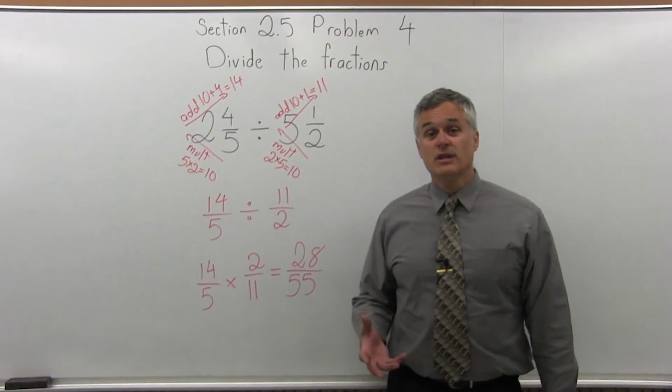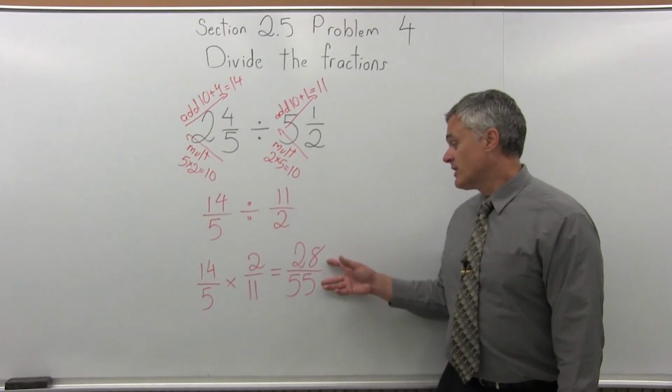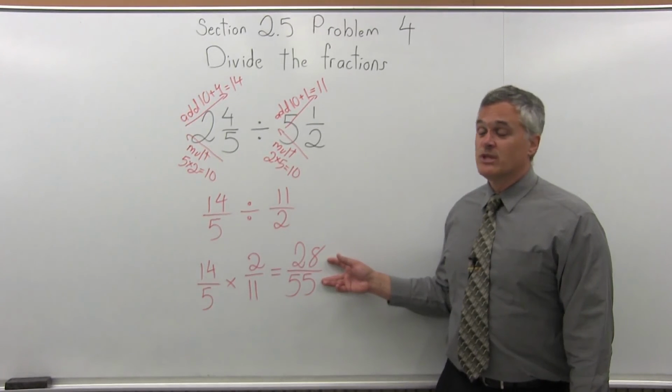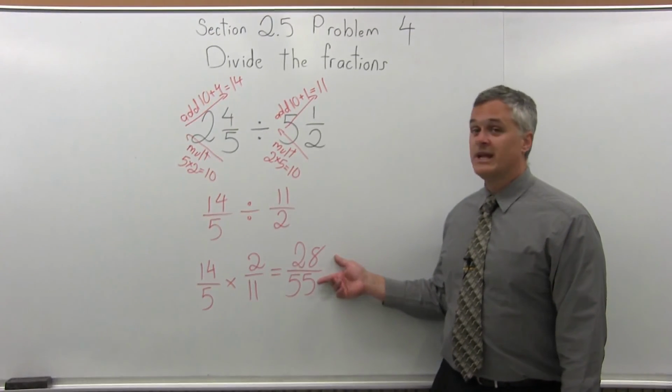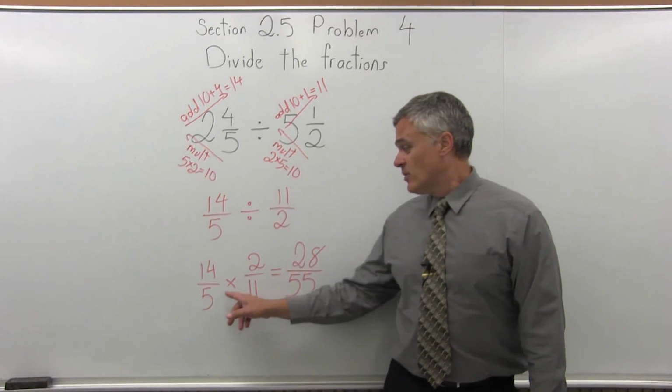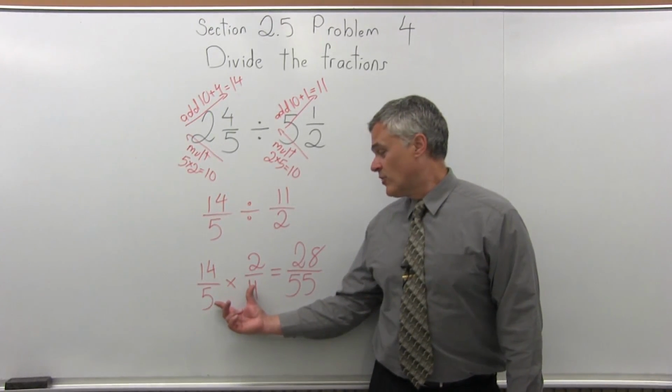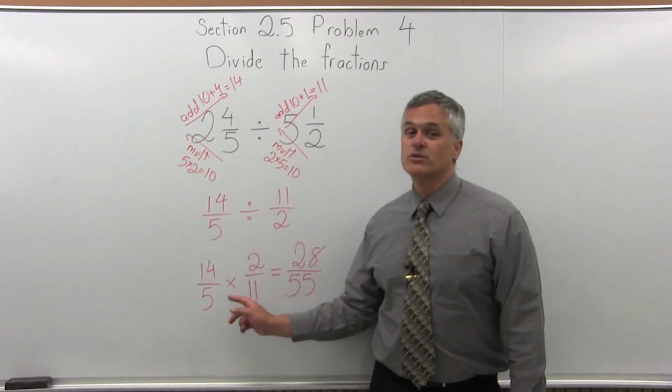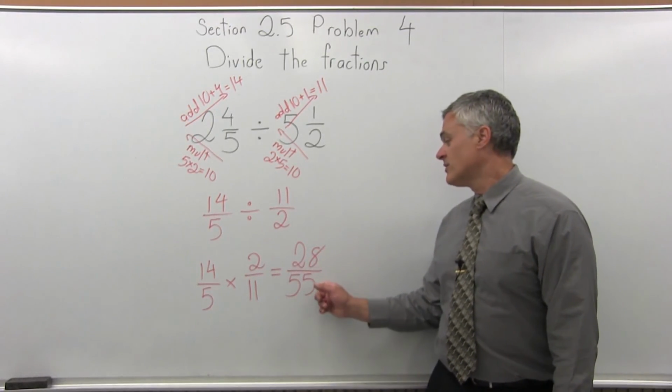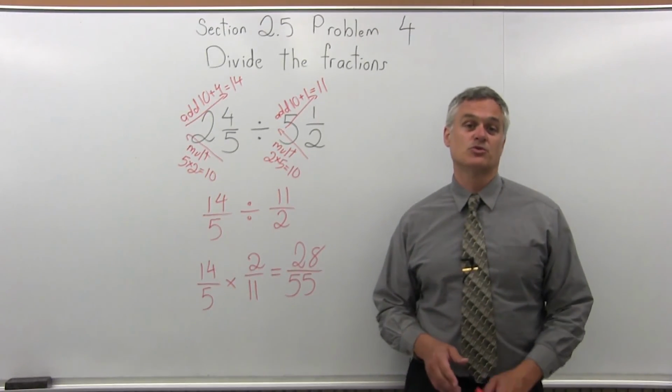Now, when you get to the answer, you want to see if you can reduce it. You should always check that. And in this case, I cannot reduce it. There are no numbers that divide into 28 and 55 evenly. And even when it's written in its multiplication form, I can look and try and pre-reduce, and I cannot. So 28 over 55 is the answer, and it's the answer in the most reduced form.